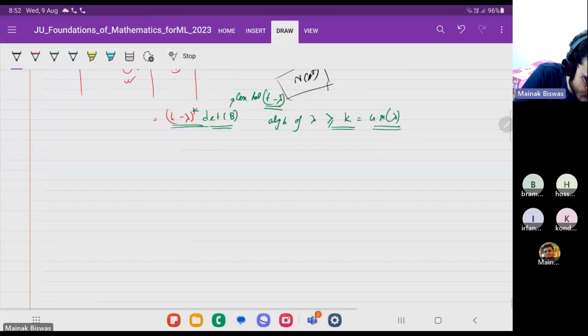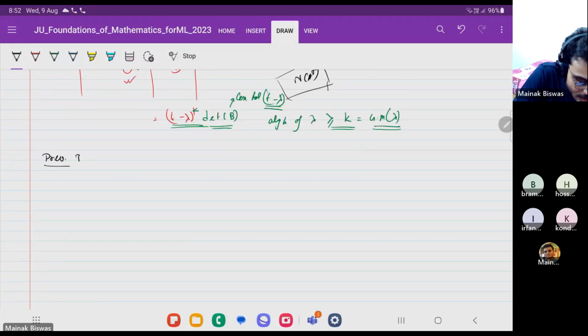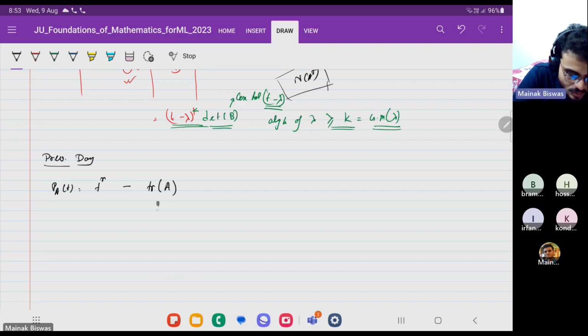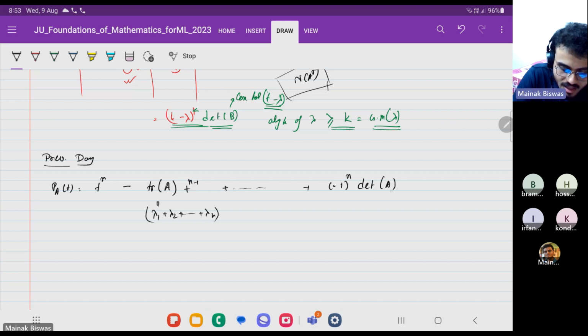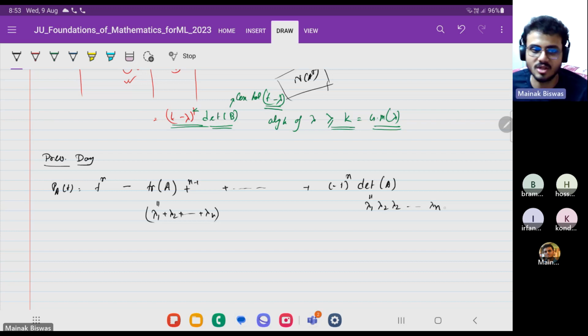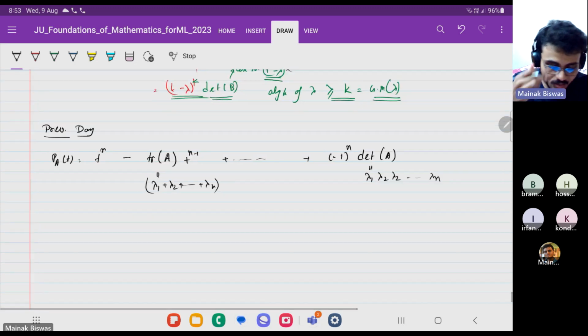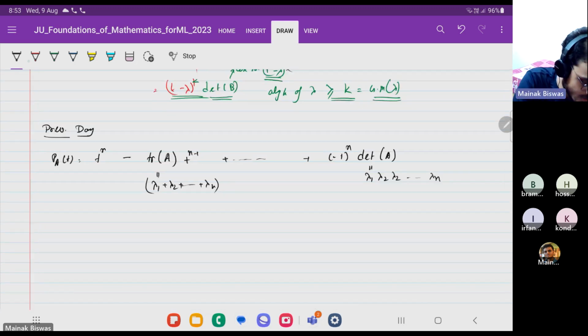Last day, the previous day, we had left this, right? We had said PA of T can be written as T to the power n minus trace of A, which is also equal to lambda 1 plus lambda 2 and so on up to lambda n, T to the power n minus 1, and so on, plus minus 1 to the power n determinant of A, which is also equal to the product of the lambdas, right? Can you show this now for a general matrix? And if you have the idea, tell me what to do.